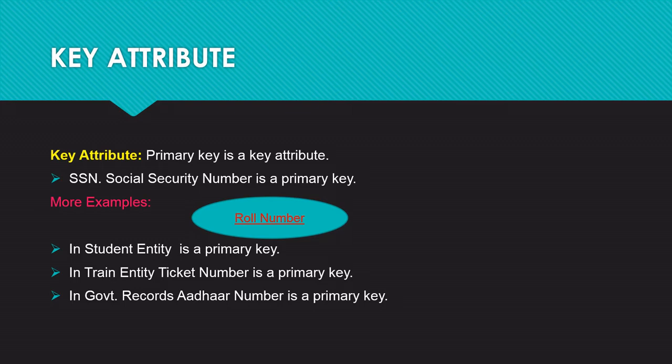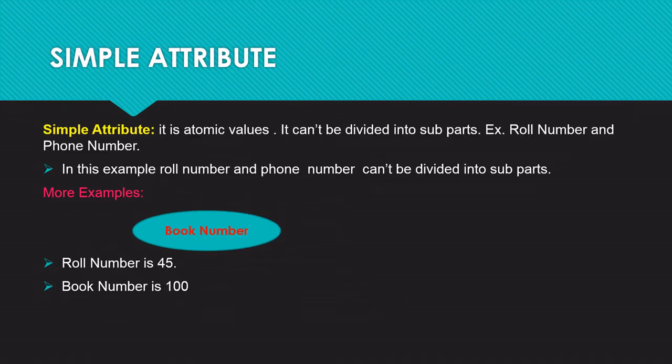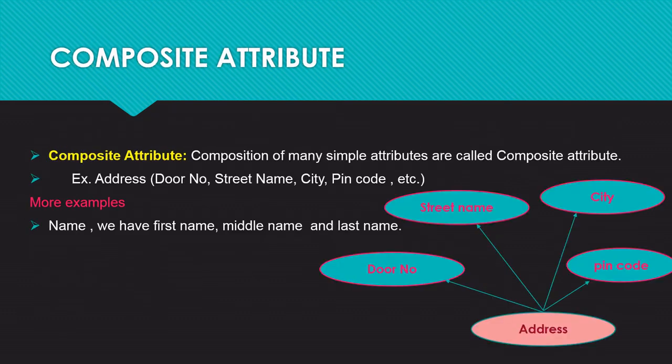Next we move on to the composite attribute. A composite attribute is a combination of many simple attributes. For example, in an address we have subparts: door number, street name, city, pin code, state and country. These are called composite attributes.